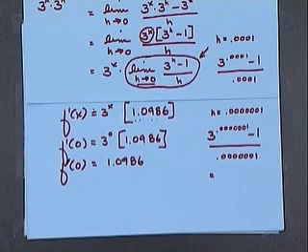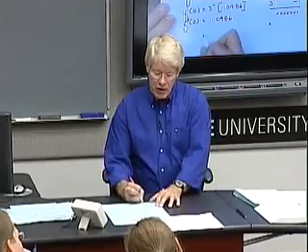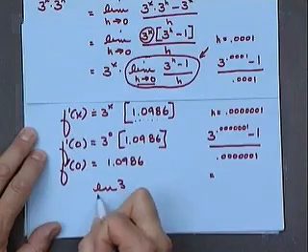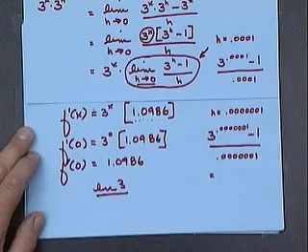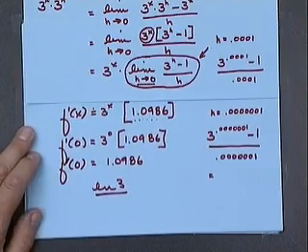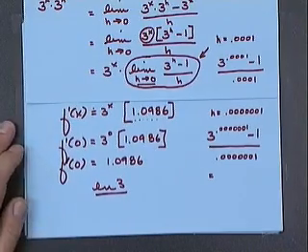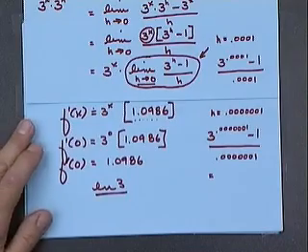1.0986. Anybody recognize that number? It has something to do with 3, the fact that we started with 3 to the x. Punch this on your calculator and see what you get. Natural log of 3. What's your calculator say that is? That is it.